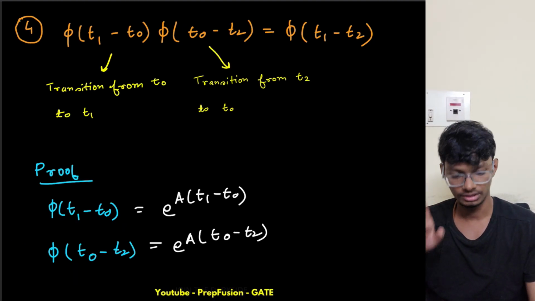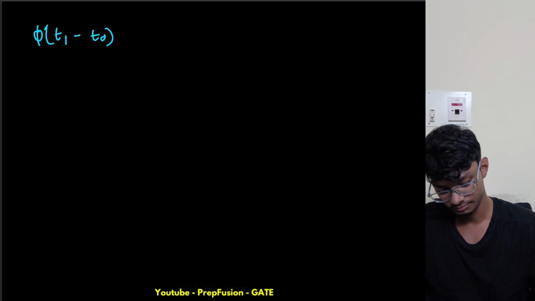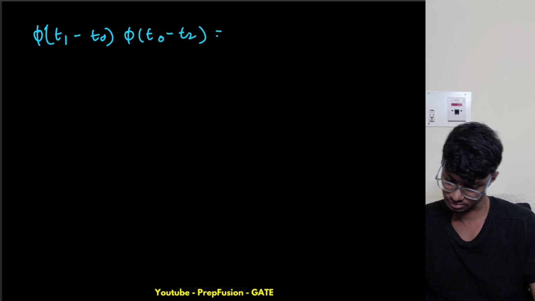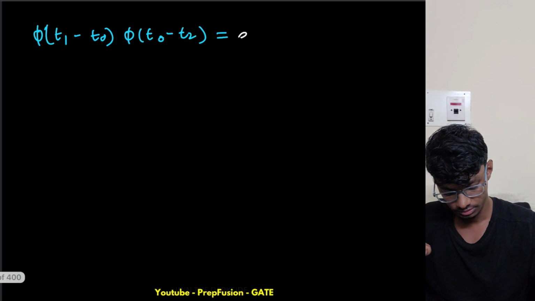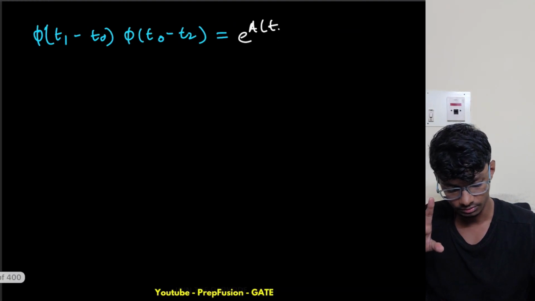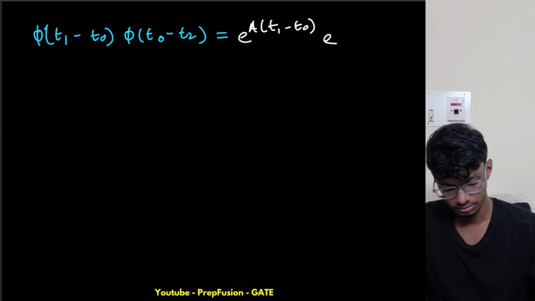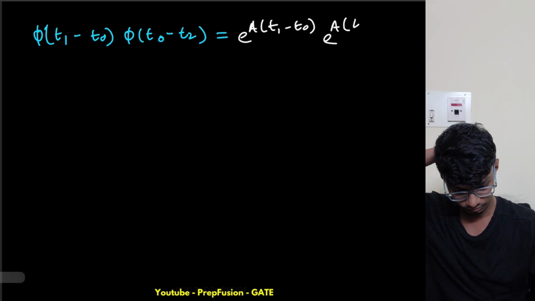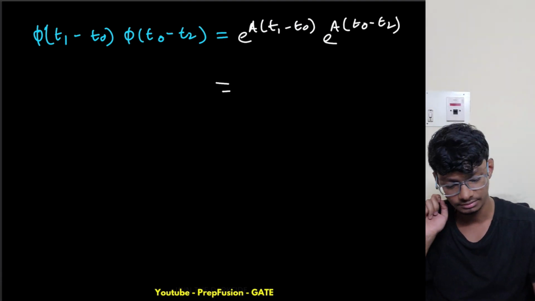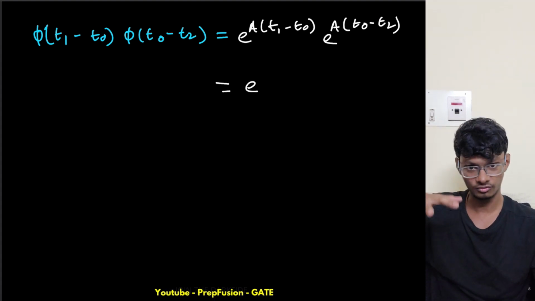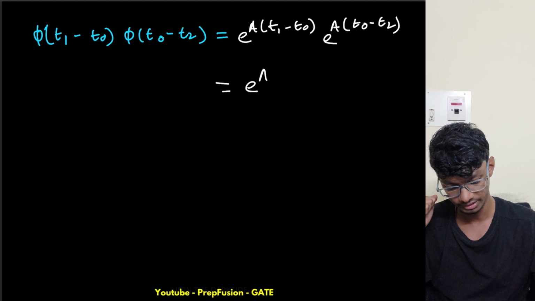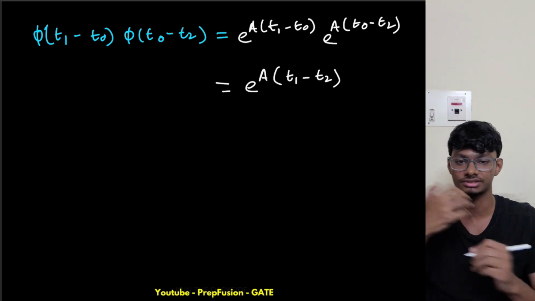Now if I multiply these two, phi of t1 minus t0 into phi of t0 minus t2, what do I get? This is e raised to power a (t1 minus t0) times e raised to power a (t0 minus t2). The t0 terms in the power cancel, and we are left with t1 minus t2. This is simple arithmetic. This is not the actual proof, but this is how you can understand or remember the formula.